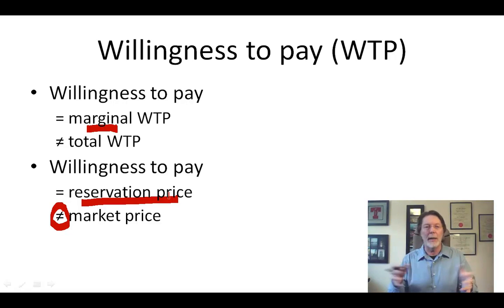But supposing the market price is $5, well, there are probably people who are willing to pay $6 or $7 to get whatever it is, and there may be other people who don't have $5 and they'd only be willing to pay $2 or $3. Those are their willingnesses to pay, not the market price. It's what economists call the reservation price.